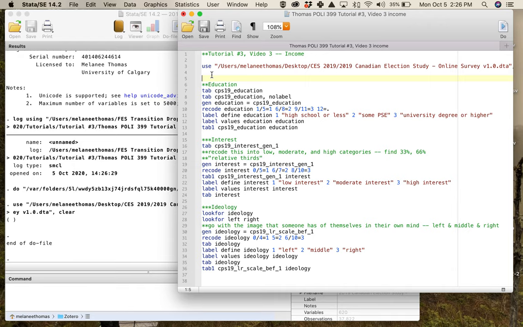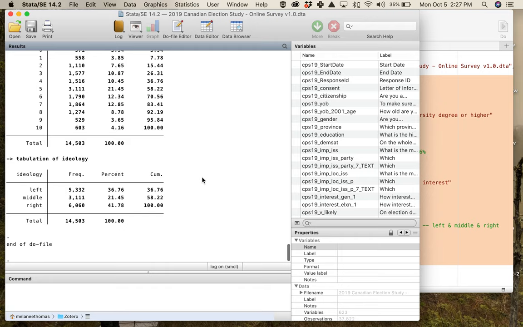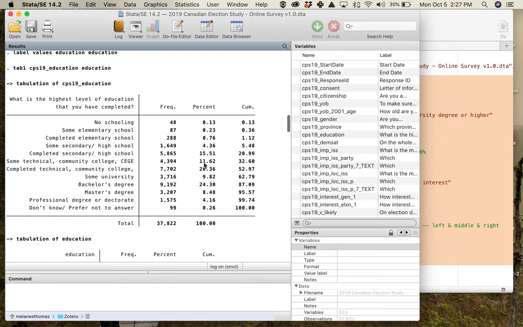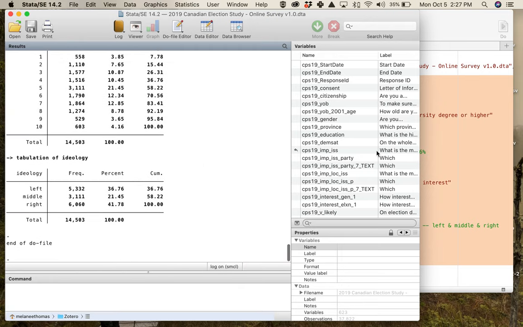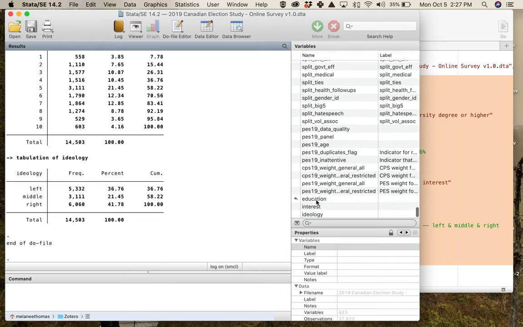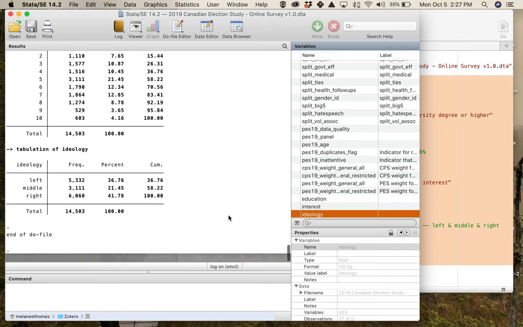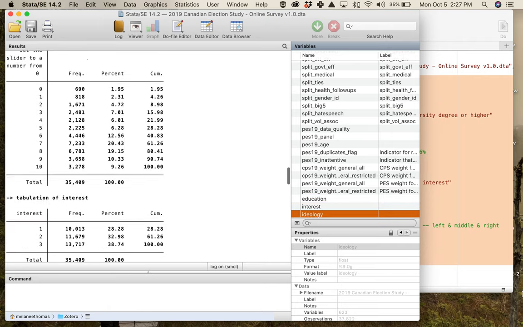If I wanted to run all of these, what I always do is I have set more off. I select the whole thing, make it run, and poof, there's all of that stuff that I had done over the last 2 tutorial videos. And if you look, any new variable that you create comes in at the bottom. So I've got my education, my interest, and my ideology variable all here. See how quick that was, though?